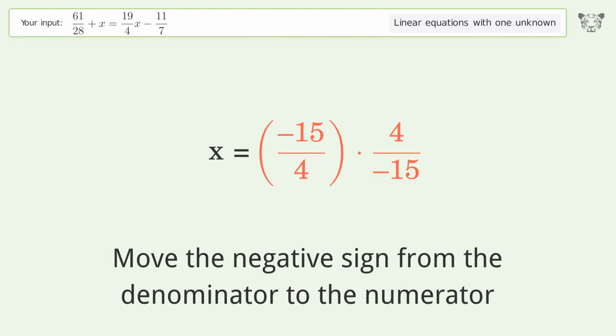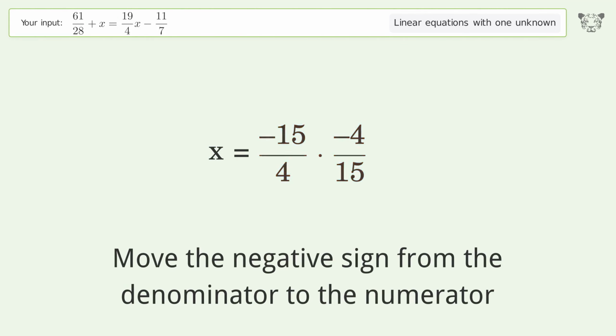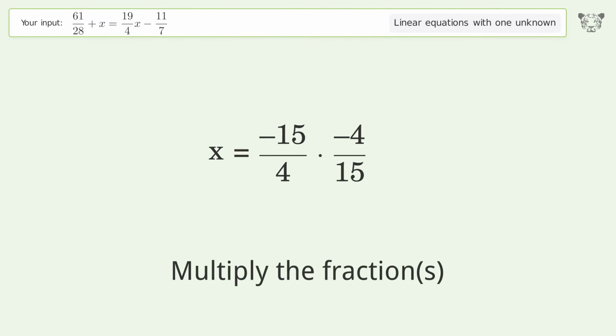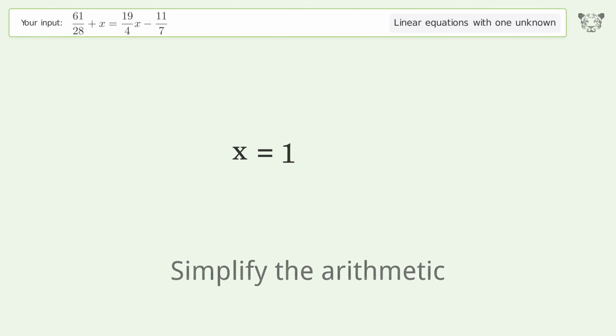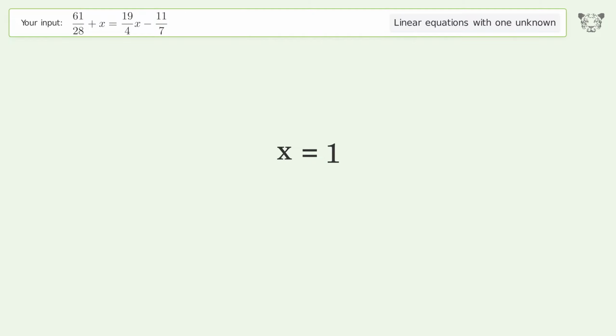Move the negative sign from the denominator to the numerator. Multiply the fractions. Simplify the arithmetic. And so the final result is x equals 1.